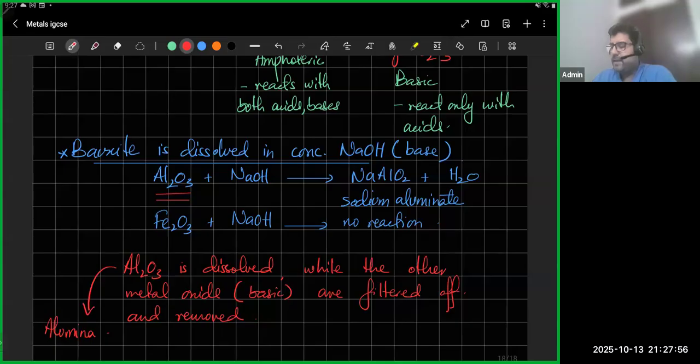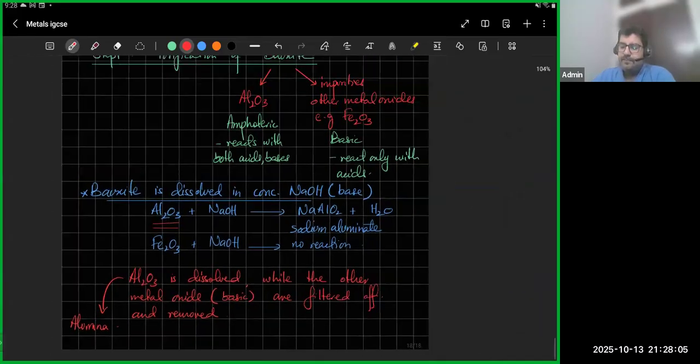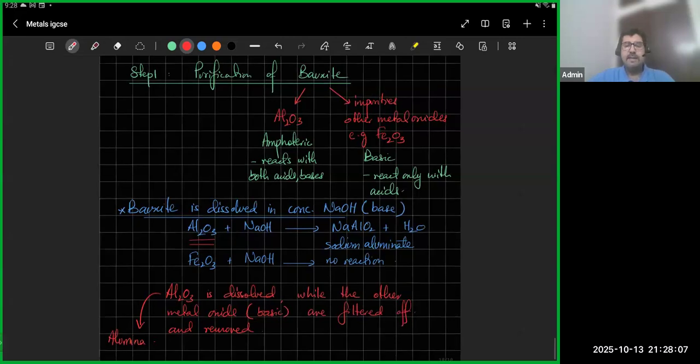Next step: how do you get aluminium from aluminium oxide? That we'll do tomorrow, okay? But these two equations are very important, plus the logic behind how you get aluminium oxide out of your rock. You've got to remember that. We will continue tomorrow with the next part, which is once you have aluminium oxide, how do you extract aluminium out of it? That's electrolysis. So we'll do that tomorrow.